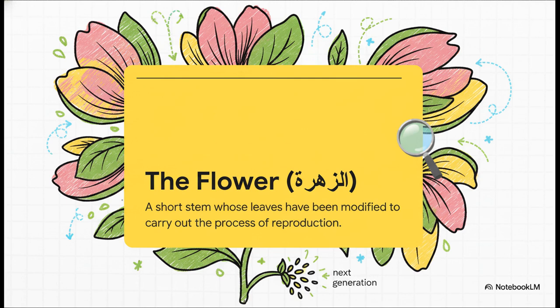Okay, so this definition is pretty fascinating, right? A flower isn't some brand new invention on the plant. It's actually a short stem whose leaves have been totally transformed to carry out reproduction. Think about that. It's like nature took a regular old stem and leaves and said, you know what? Your new job is to make petals and all these other specialized parts. And they all have one single goal, creating the next generation.